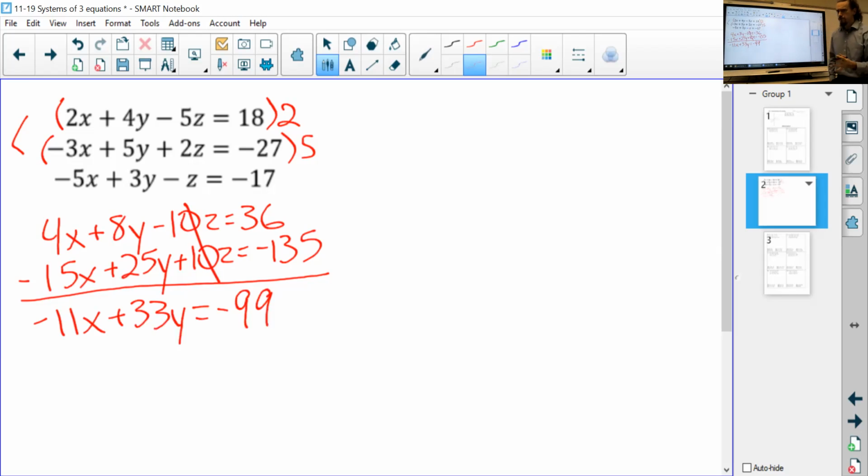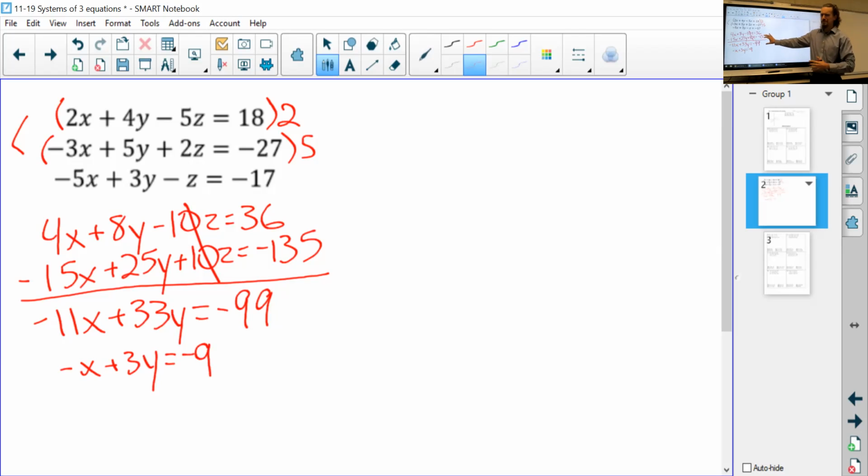Okay. One thing you can do to help you out, if you get to this point, you can say, is there any way I can simplify this equation? Is there any common factor here? Hopefully you see, yes, I can get rid of an 11. So I can rewrite this equation as -x plus 3y equals -9. So all I did there was I just factored out an 11 just to simplify my equation.